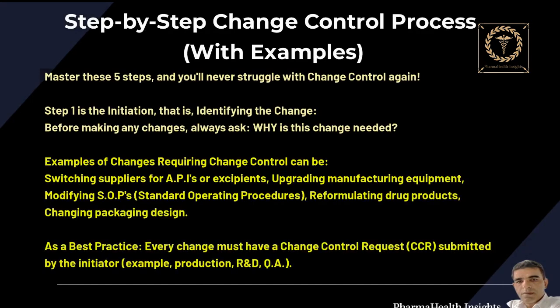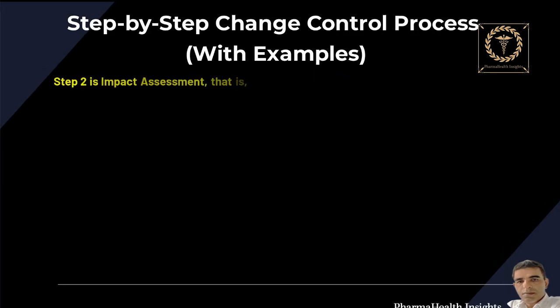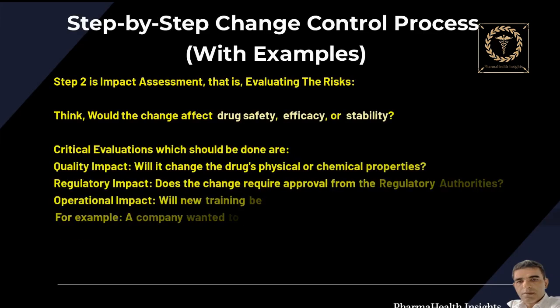Step 1 is the initiation, that is, identifying the change. Before making any changes, always ask, why is this change needed? Examples of changes requiring change control can be switching suppliers for APIs or excipients, upgrading manufacturing equipment, modifying SOPs, standard operating procedures, reformulating drug products, changing packaging design. As a best practice, every change must have a change control request (CCR) submitted by the initiator. Example: production, R&D.